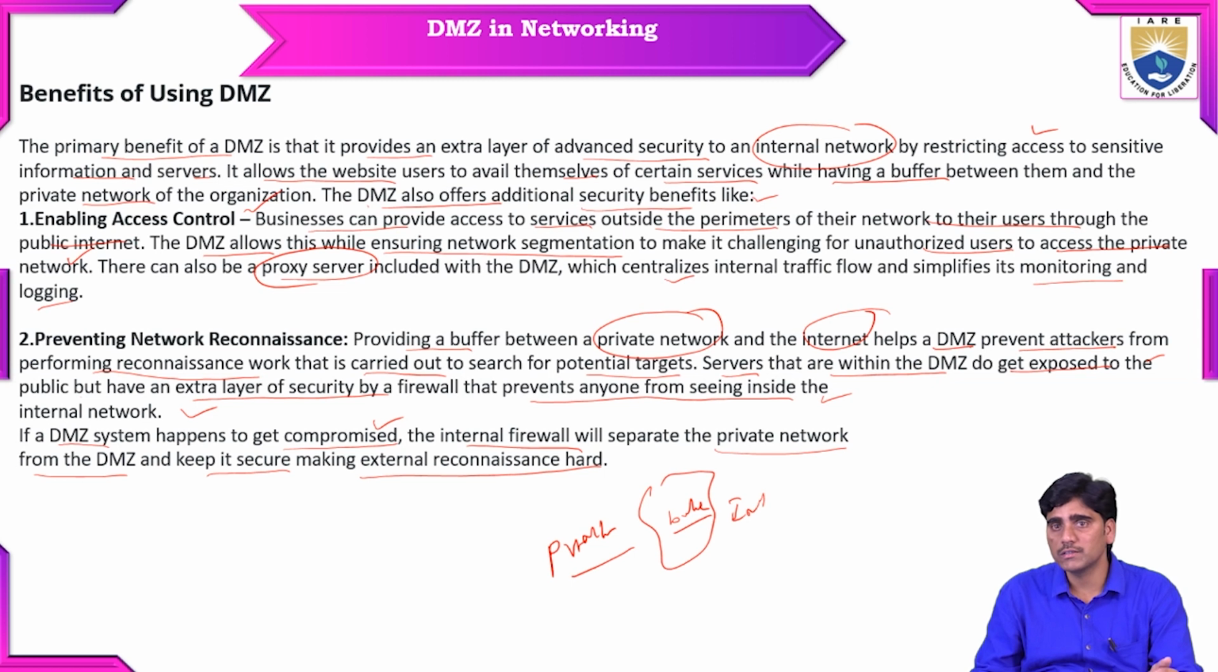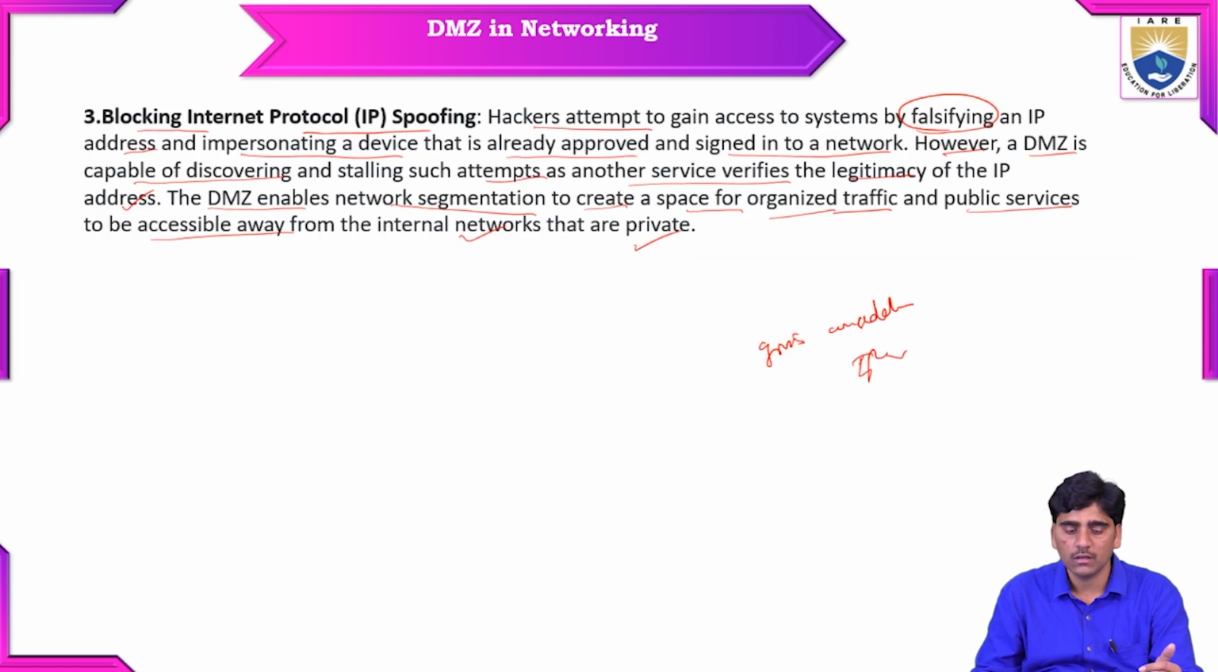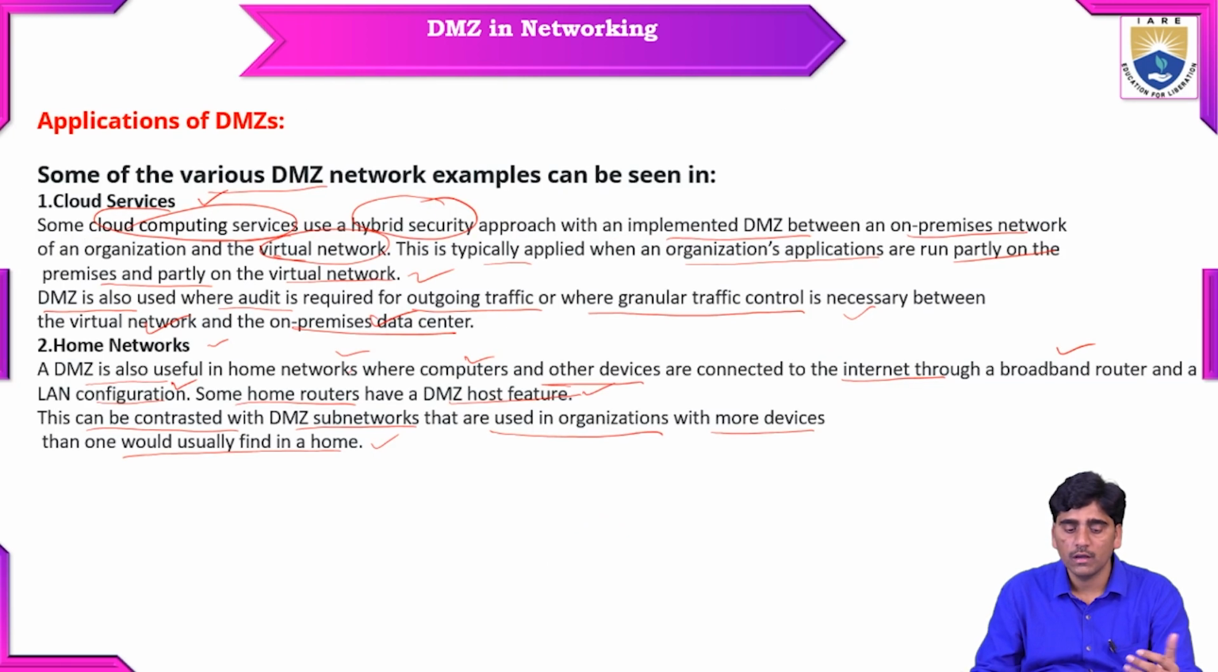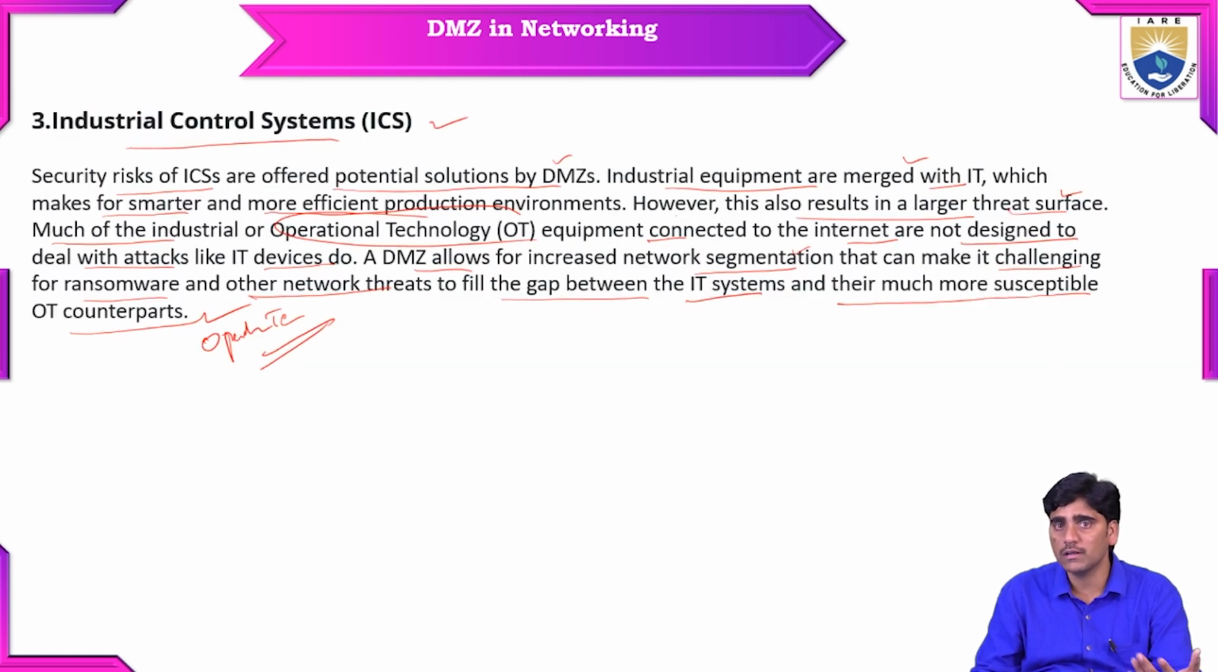The benefits of using this demilitarized zone: enabling access control, preventing network reconnaissance, and blocking internet protocol spoofing. These are the three benefits of using a demilitarized zone. And what are the applications? Based on this demilitarized zone, we can use applications like cloud services, home networks, and industrial control systems. These are the applications where we use a demilitarized zone as a secure zone.